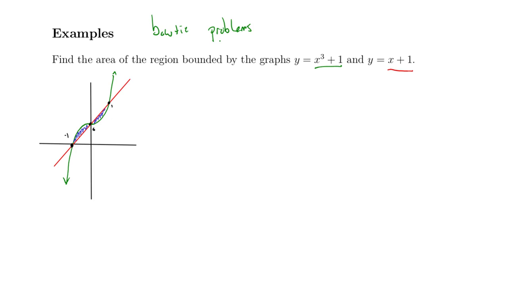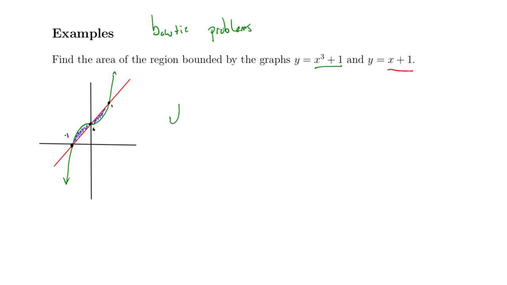And so what you'll remember, hopefully, is that in our setup, in our little theorem that defined how these worked, we needed one function to be greater than or equal to the other on the whole interval. And in this case, they are not, right? Our green function is above from negative 1 to 0, but then from 0 to 1, our red function is above. So what we need to do is split this into two regions.